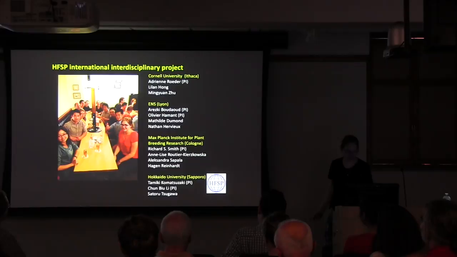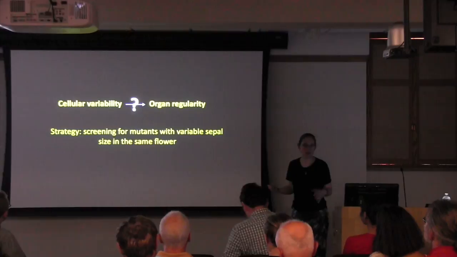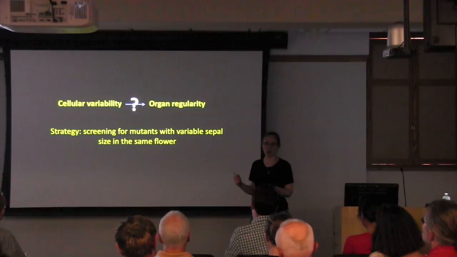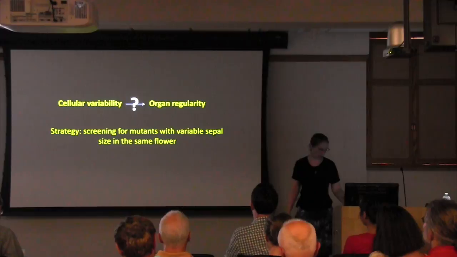So the question that fascinated us is the same question we've been talking about. How do you go from cellular variability to organ regularity? Well, as geneticists, if we want to know what controls a process, we need to disrupt it. So we need to find a mutant that disrupts the process. And if we want to know what creates regular organs, we need to find mutants that don't have regular organs, that have variable organs. So we screen for mutants with variable sepal size in the same flower.